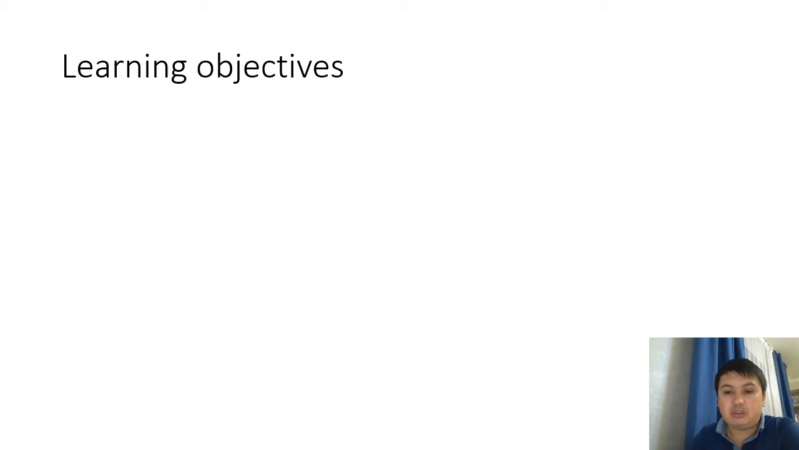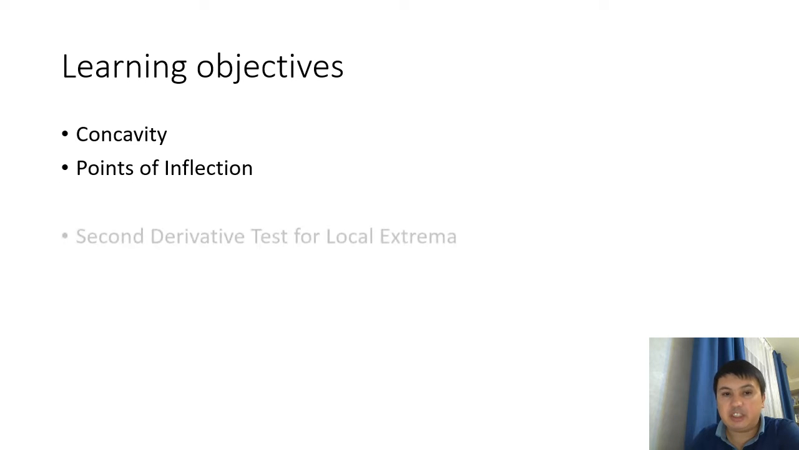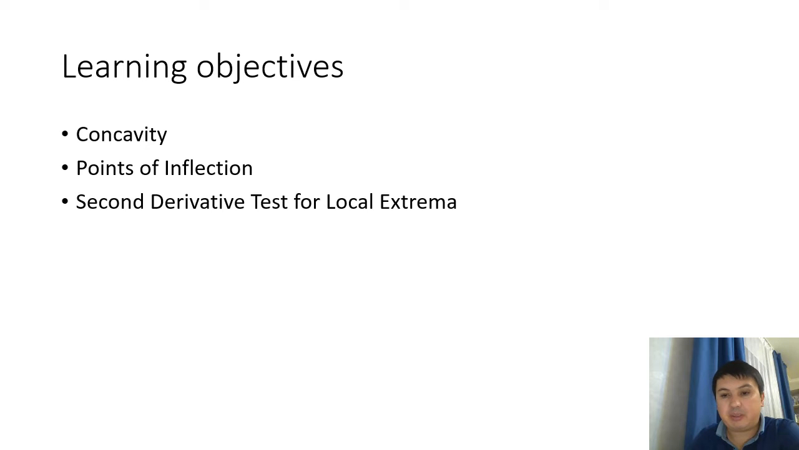So our learning objectives are: we will define what concavity is, we will define what it means to have points of inflection, and we will see another test called the second derivative test for local extrema. We already saw the first derivative test, and then we will consider sketching the graph.